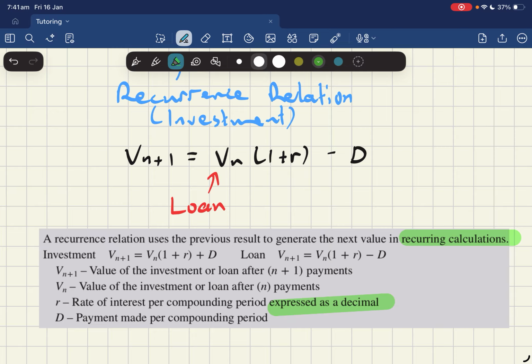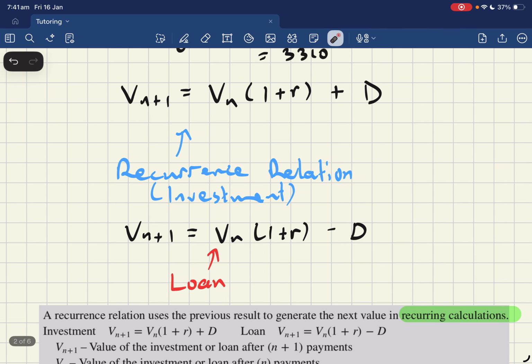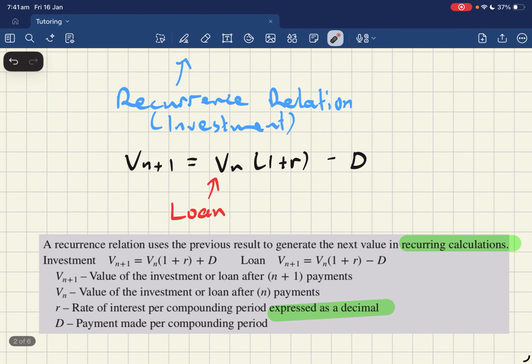Now, for an annuity, we may decide to make a payment at the end of every month. We may decide to make it every week or once a year or even once a day, right? But that's not as feasible. But what makes it an annuity is we have this extra payment per compounding period that gets added if we have an investment and gets taken away if we have a loan. This video is just here to help you understand, by looking at the pattern that we established in the previous video, how we can make a general formula, a general recurrence relation, to explain our annuities.